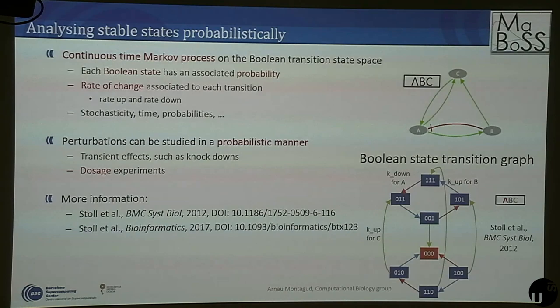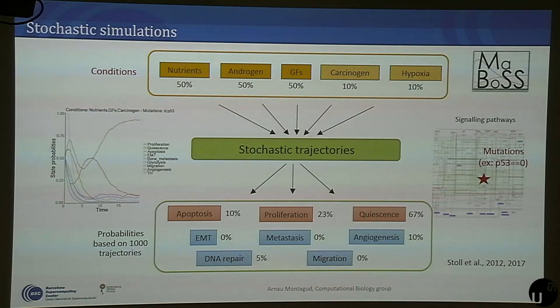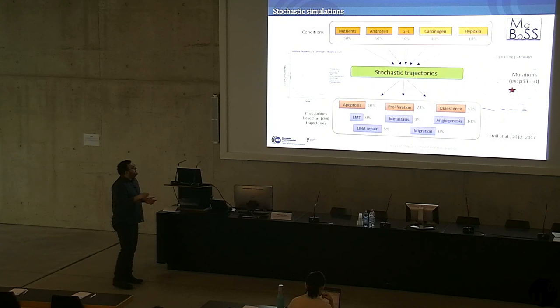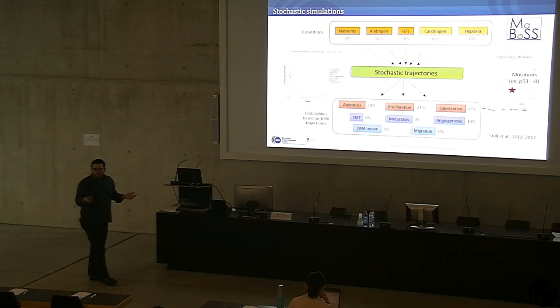So these are the ideas I mentioned in Boolean modeling, where we can talk about probabilistic Boolean modeling. Usually the stochastic simulation starts with the definition of given inputs. So you would have 50% nutrients, 50% androgens, et cetera. Then you build a state transition graph in which you have these rates and a fixed amount of time. You have equal probability of going for different paths if the rates are the same. Then you run this stochastic trajectory 1,000 times, or 10,000 or 100,000 times. And then you end up with phenotypes having a given probability of being reached.